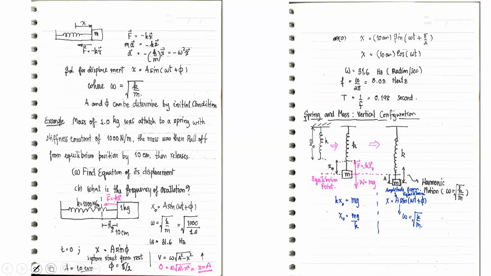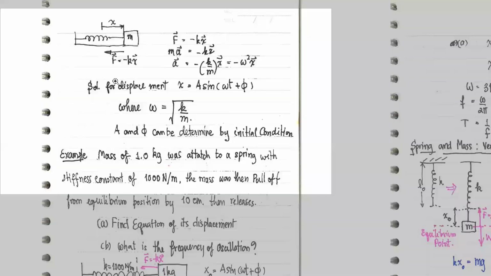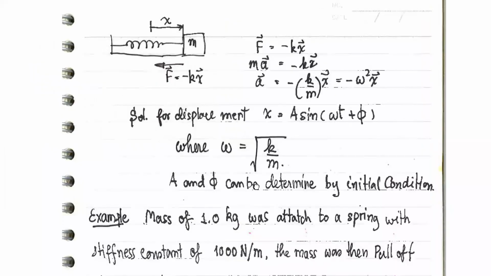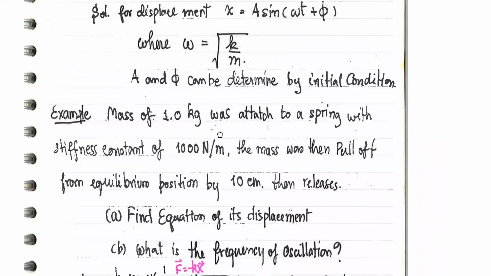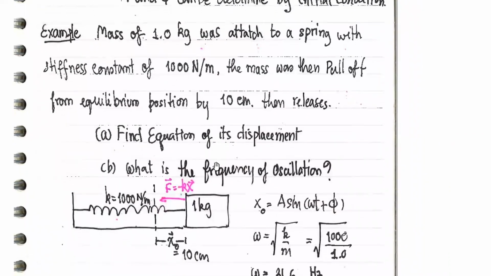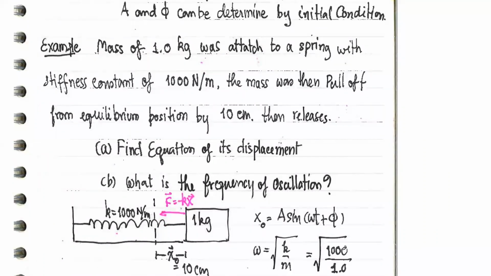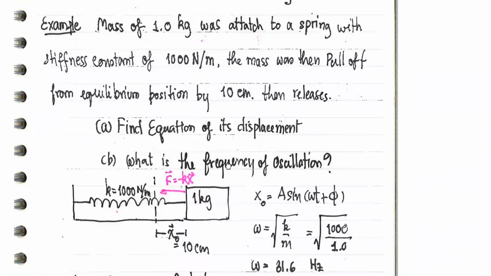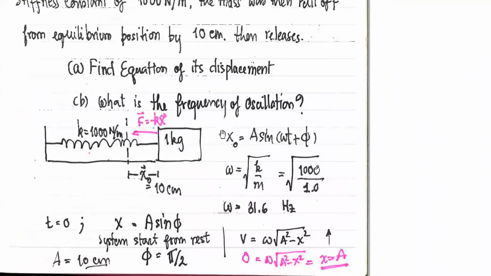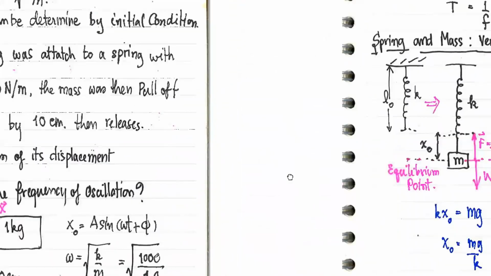Okay, let's take a look at this one. This is the same as another example. A mass of 1 kilogram was attached to a spring with stiffness constant of 1,000 newtons per meter. The mass was then pulled off by 10 centimeters, then released. Find the equation of its displacement. What is the frequency of oscillation? Okay, this one we already did.